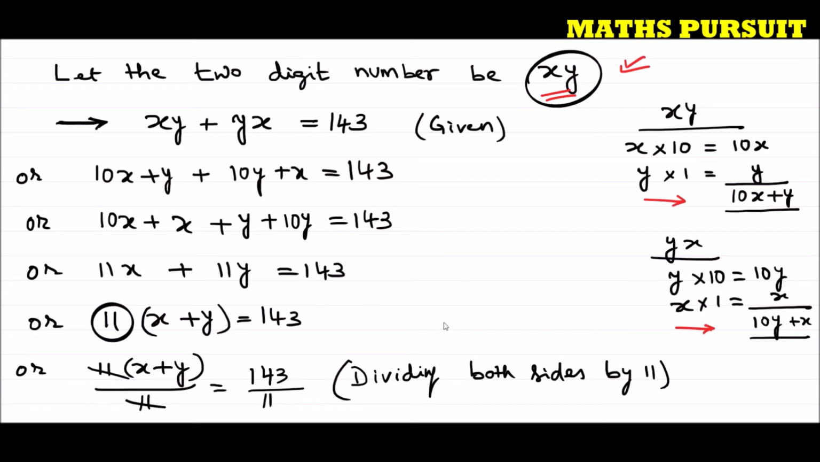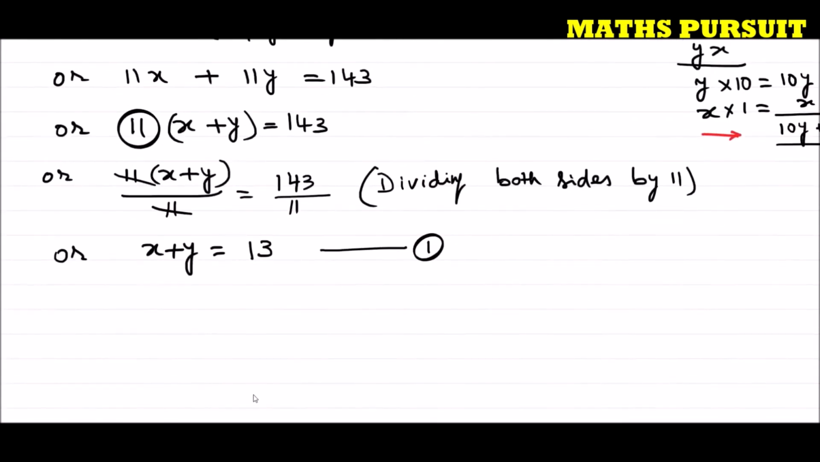Now the digits of a 2-digit number differ by 3. That means the question is telling us if the number is xy, that means x minus y is equal to 3. This is what is being given in the question. Hope guys you understood from where I got this. The digits of a 2-digit number differ by 3, that means the first digit minus the second digit is equal to 3. And we have assumed the number to be xy. So x minus y is equal to 3.